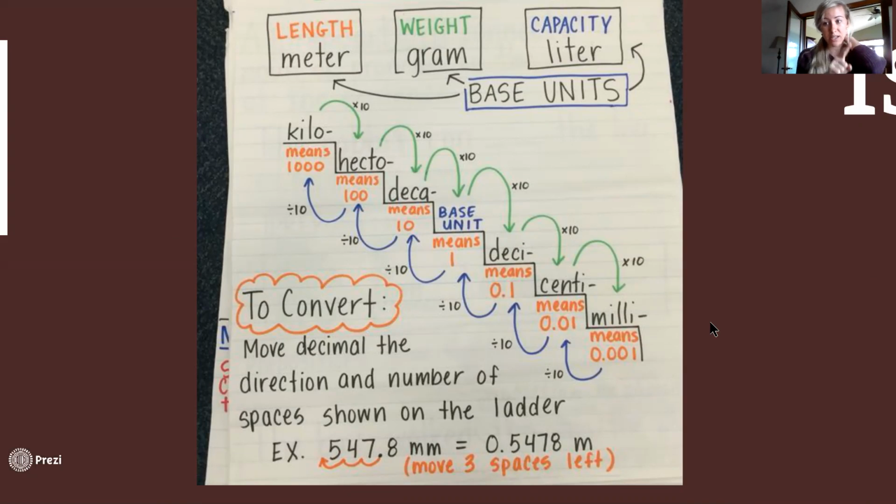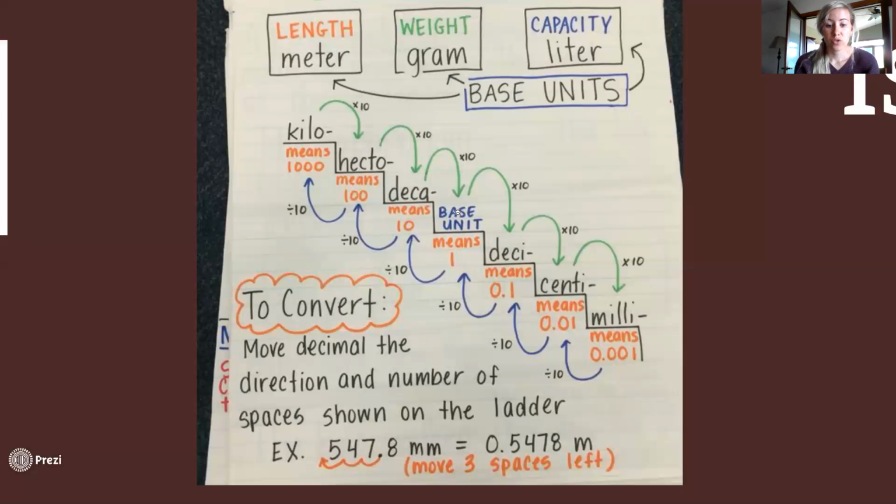Once you have 7 flat spots on your ladder, we are going to start with our base unit. Our base unit today is meters. Our base unit could be grams or liters. It just depends. But today, since we are using length as a measurement, it is meter.